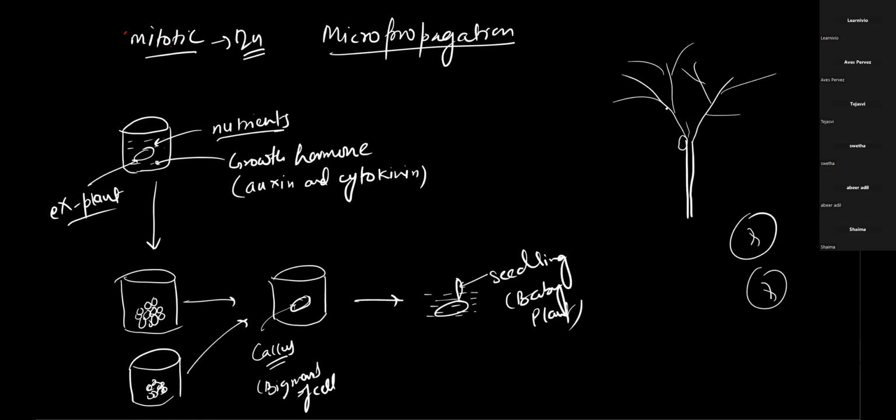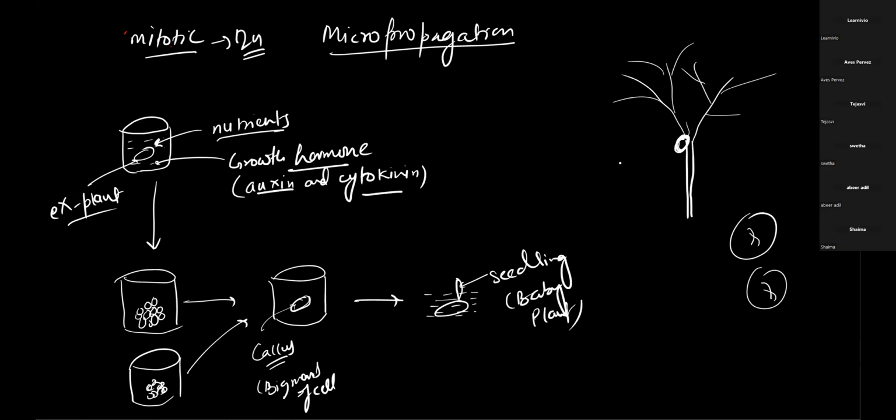For example, this is a plant, and we just extract a part of the plant, a tissue, a cell or a group of cells. We take this part that we have extracted and we grow it artificially in a nutrient rich medium, along with some growth promoting hormones like auxin and cytokinin.